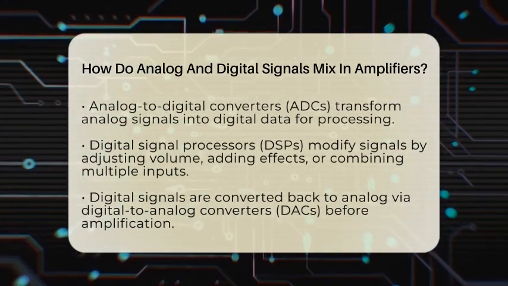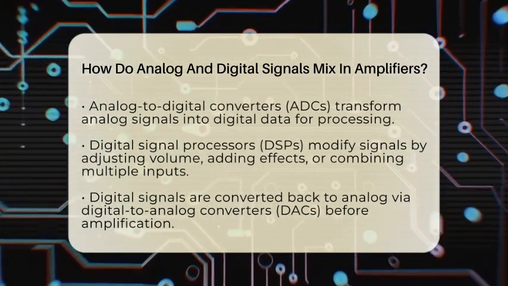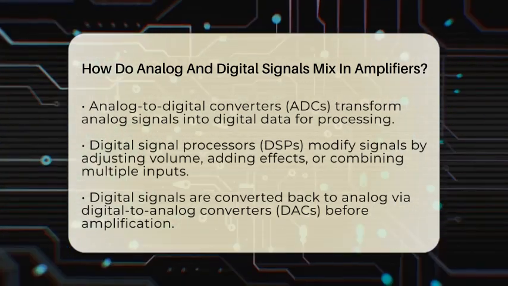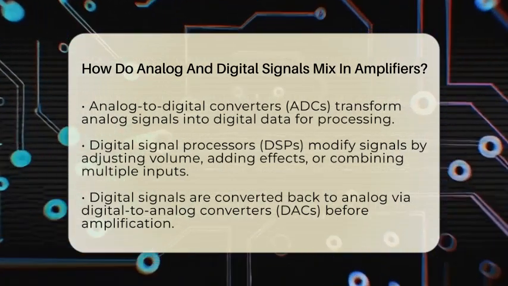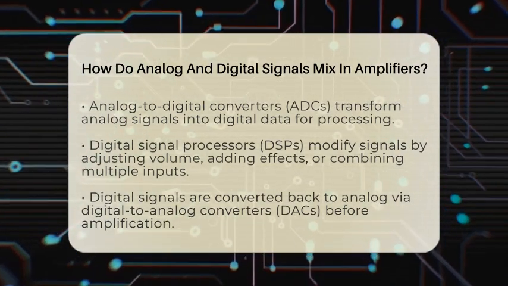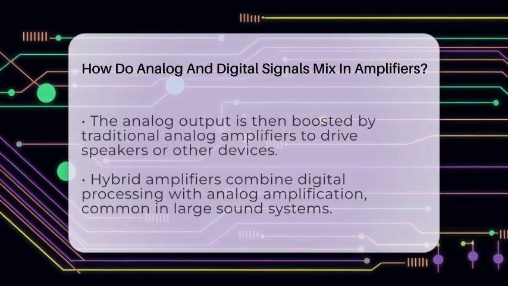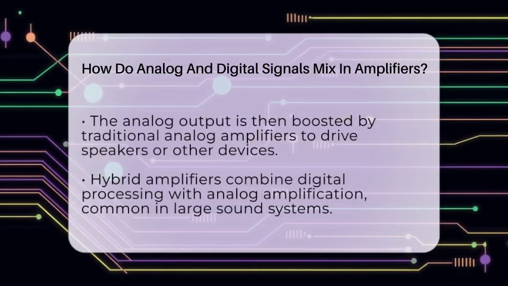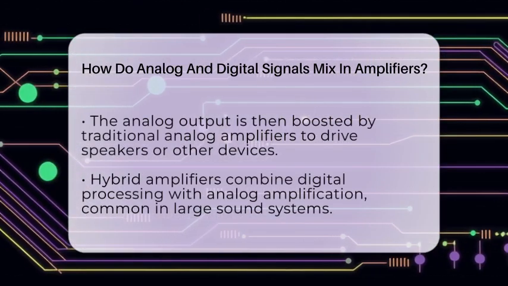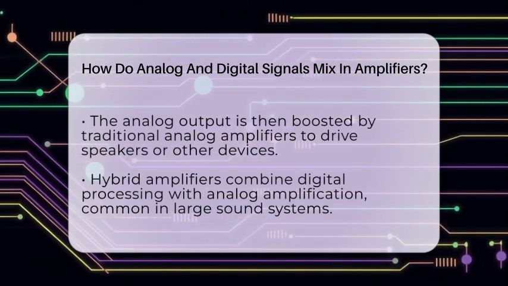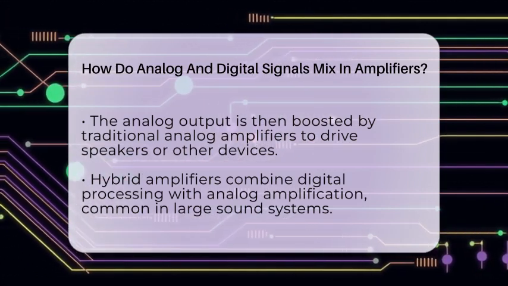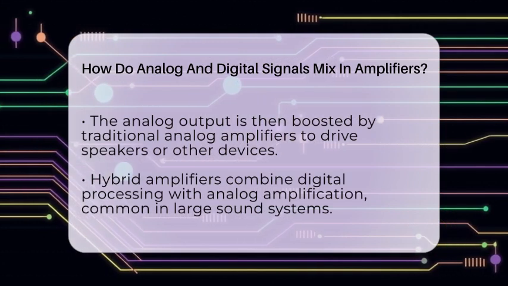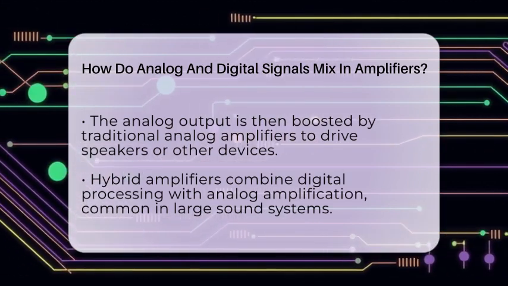After all the digital processing, the signals are converted back to analog using digital to analog converters. This step turns the digital data into a smooth, continuous waveform again, ready to be amplified. The analog output then goes through the traditional analog amplifier stage, which boosts the signal to drive speakers or other devices. Some modern amplifiers are hybrid designs, combining digital and analog parts.